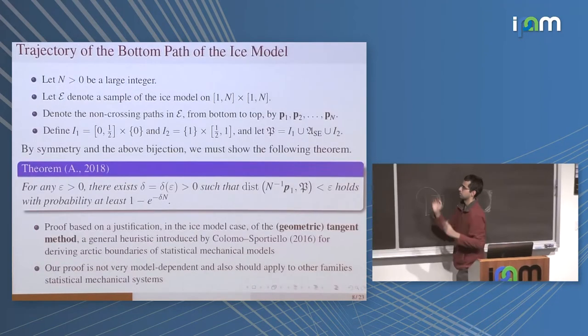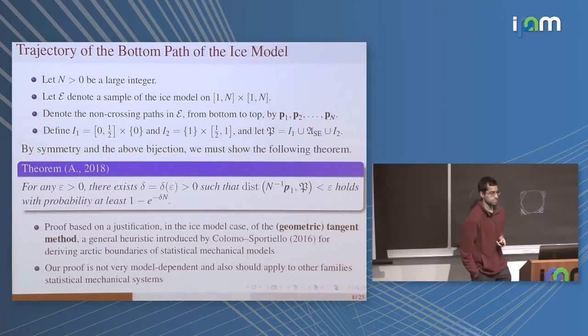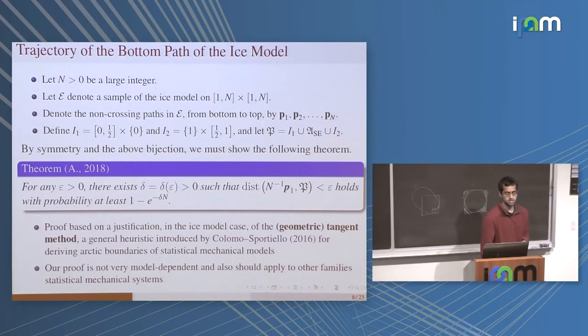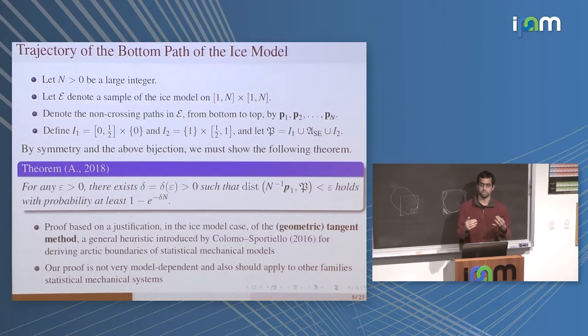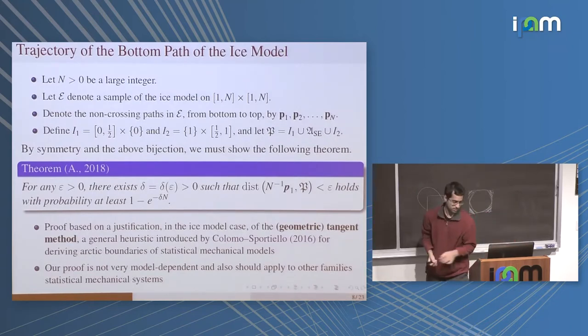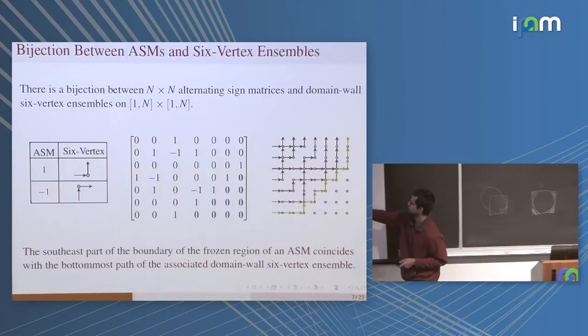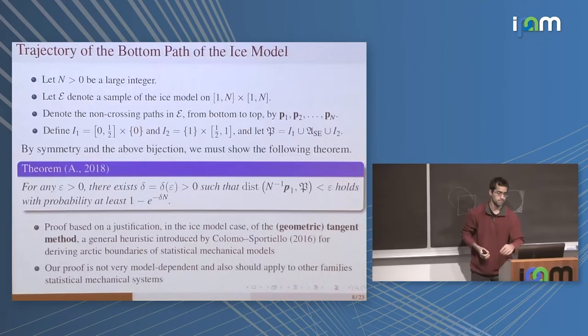So now I can just formulate everything in terms of the six-vertex model and ignore the alternating sign matrix. Same notation as before. I start with an integer n. I let this fancy E denote a sample of the ice model with domain wall boundary conditions on this square. I denote the non-crossing paths in E from bottom to top by p1, p2, et cetera. So this green curve is p1, and then the one above it is p2, et cetera.